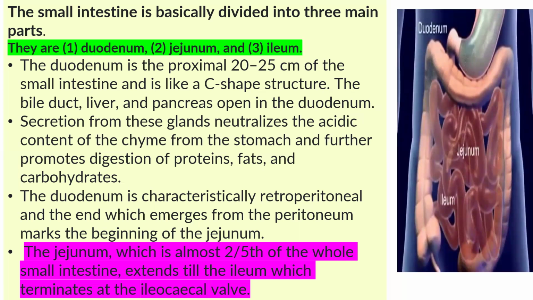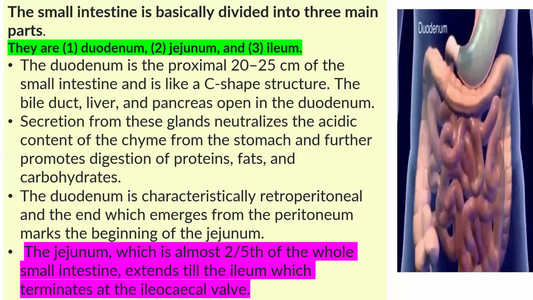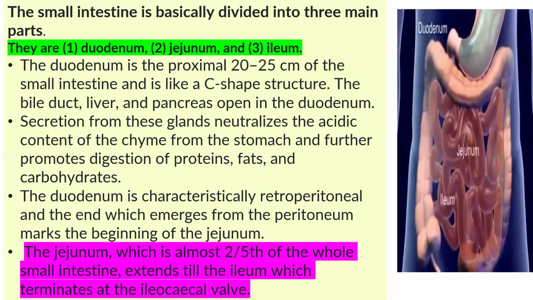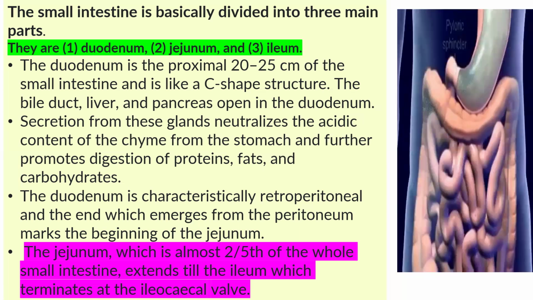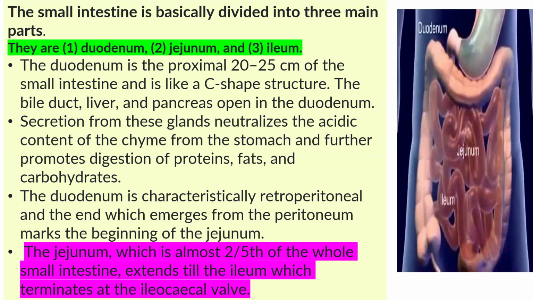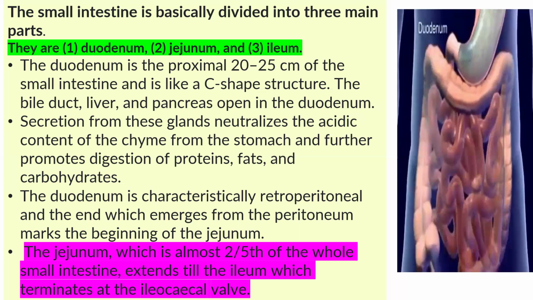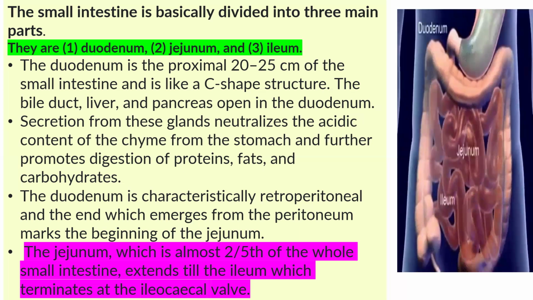So the duodenum receives the secretions from the pancreas, liver, and bile duct, and helps in the digestion of nutrients, and also neutralizes the acidic content of chyme. And in the duodenum of the small intestine, there is the presence of bicarbonate, which helps in the neutralization of hydrochloric acid, the acidic chyme.